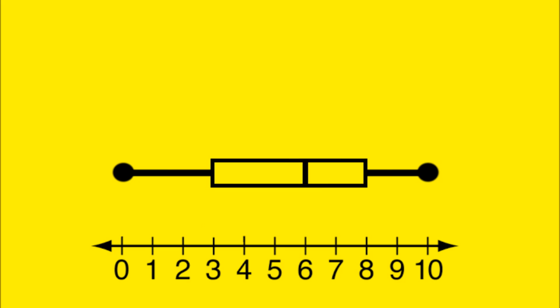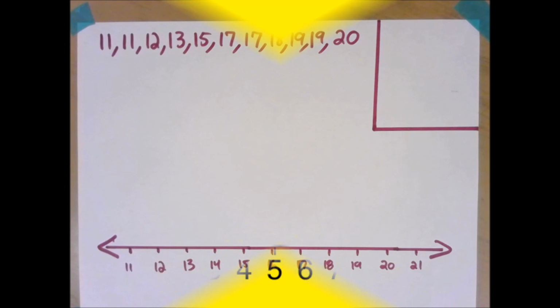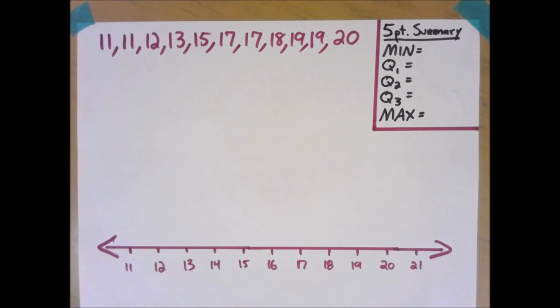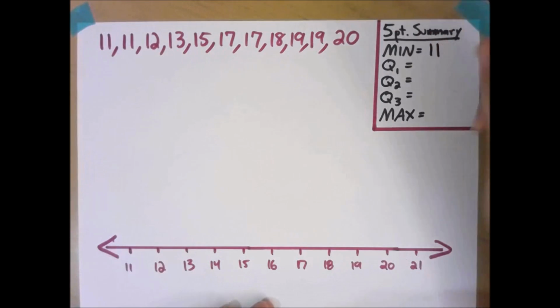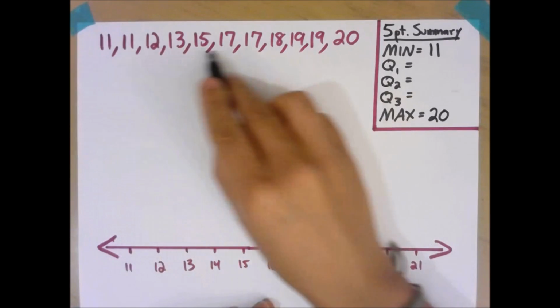Straight line. Boxes too. Don't be scared of it, it's easy to do. Before you splatter all the data in front of me, need to find that 5-point summary. Super easy is the max and the min. Lowest in the front and the highest on the end. In the middle is the median.